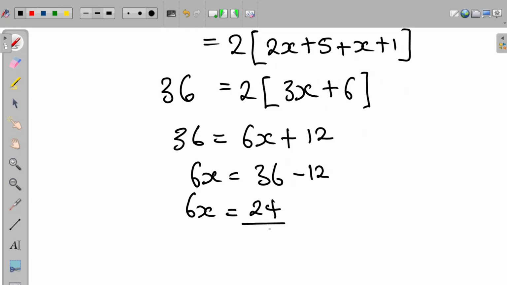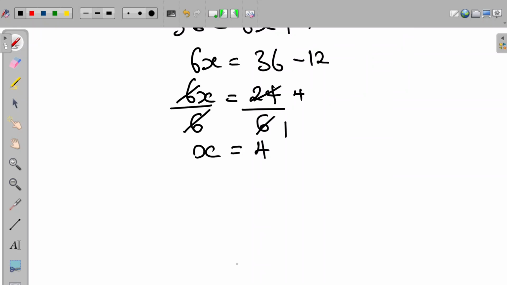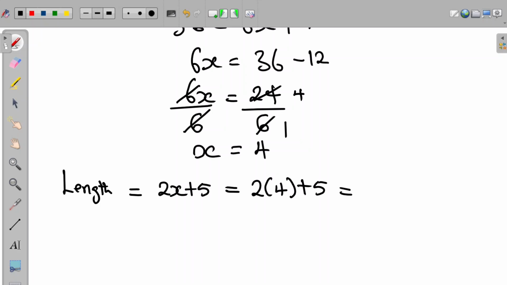Now, to make x the subject, we divide both sides by the coefficient of x, which is 6. So 6 divided by itself, we obtain x. Also, 6 divided by itself is 1. 24 divided by 6 is 4. So x is equal to 4. Thus, length is equal to 2x plus 5, and this becomes 2 multiplied by 4 plus 5, equal to 2 times 4 is 8, 8 plus 5 is 13 cm.